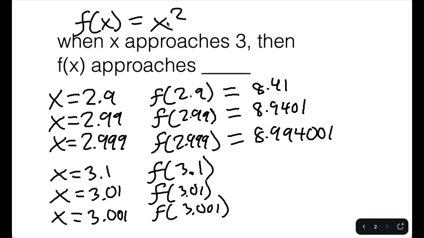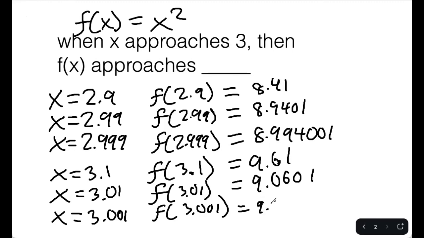So if you do this, you get some value. 3.1 squared is 9.61. Then 3.01 squared is 9.0601. So it looks like we're also approaching 9 here. Once again, I guess we're kind of guessing, but it looks like we're approaching 9. Turns out we are correct. It does approach 9.